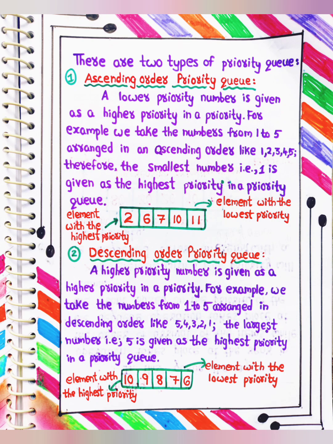Here we can see some elements 10, 9, 8, 7, 6 arranged in a descending order. 10 is the element with the highest priority, 6 is the element with the lowest priority.